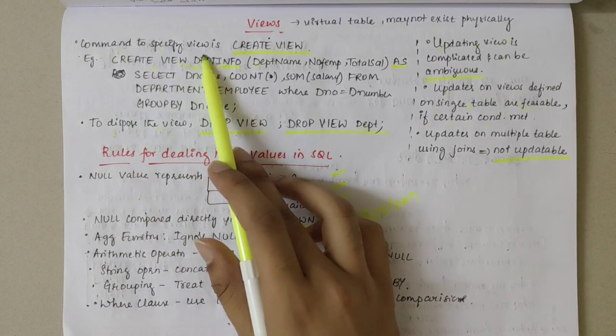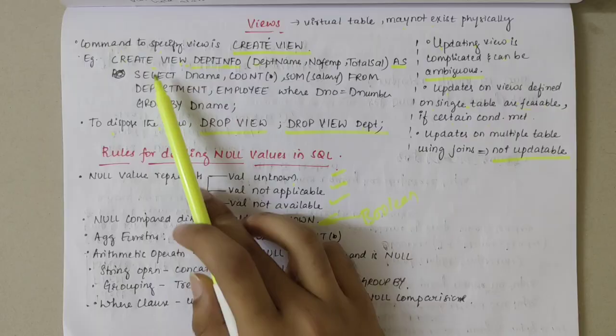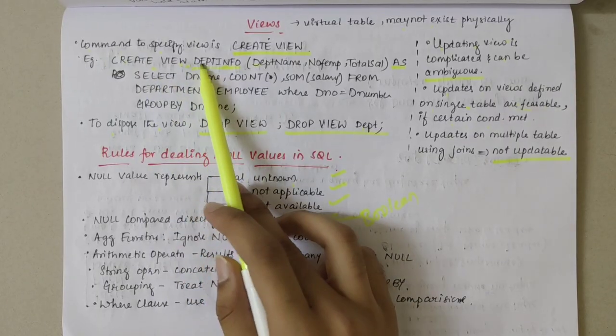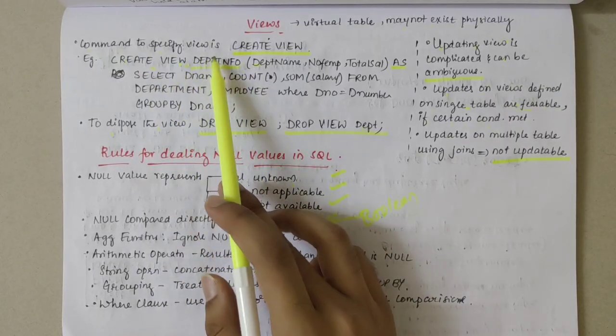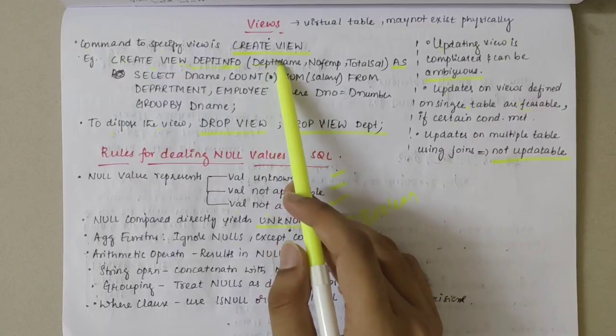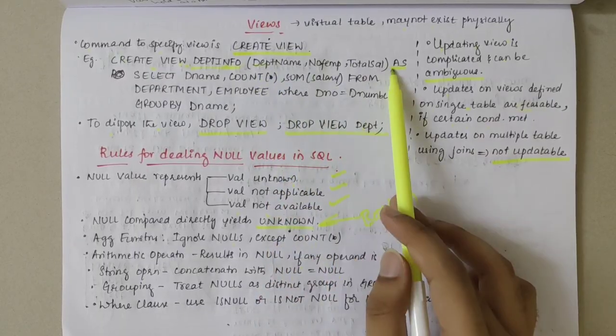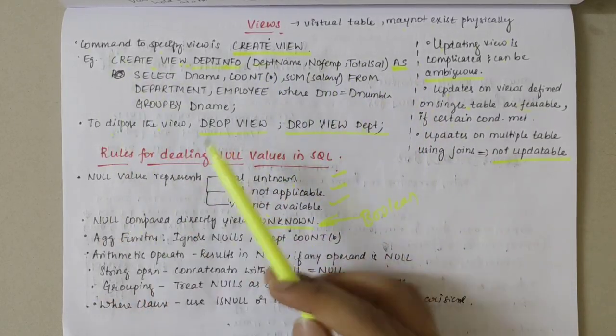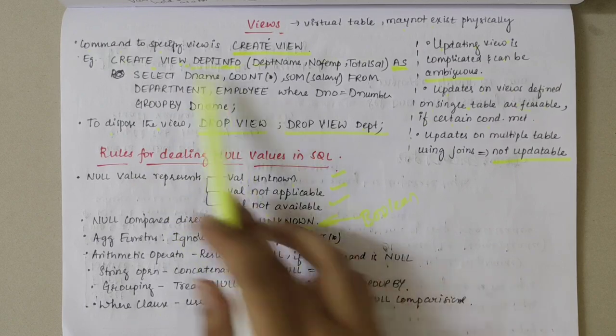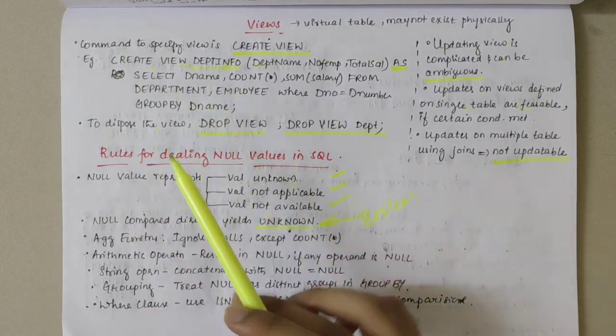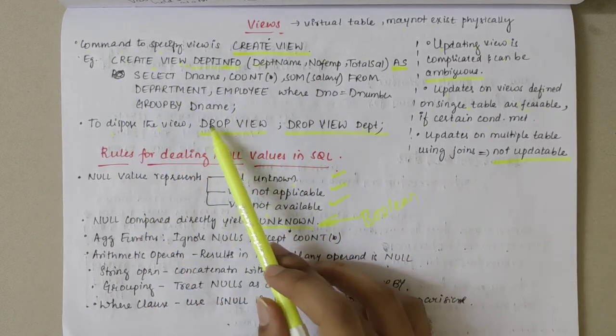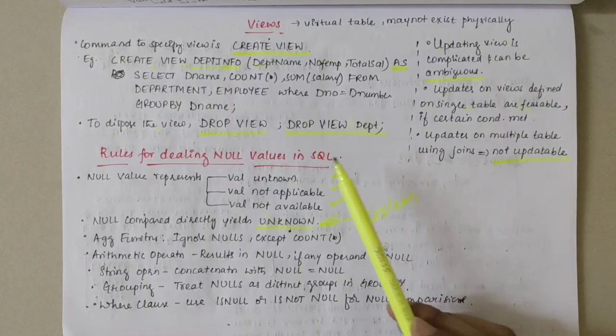So the command to create a view is CREATE VIEW. We make use of create view and then provide the view's temporary table name, and whatever columns we need are specified here, and AS. After that, we write the condition. Whatever query needs to be written would be written here. And then to dispose of the view, we use DROP VIEW followed by that particular table name.